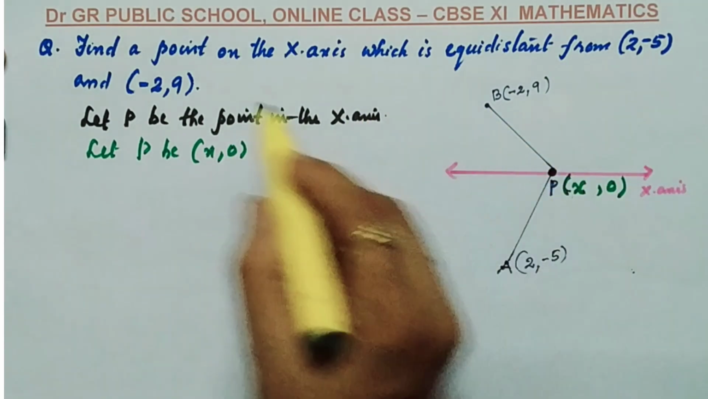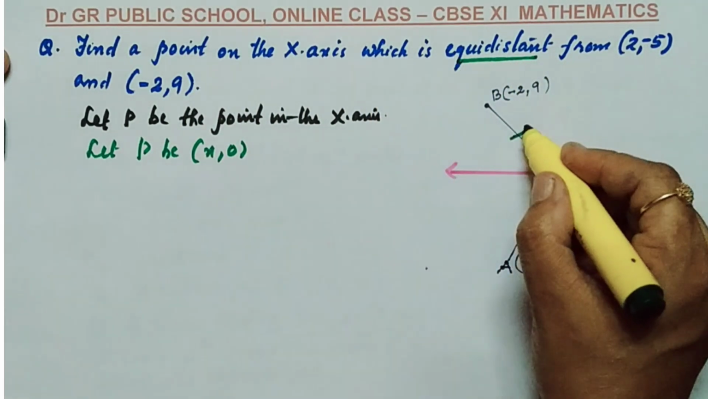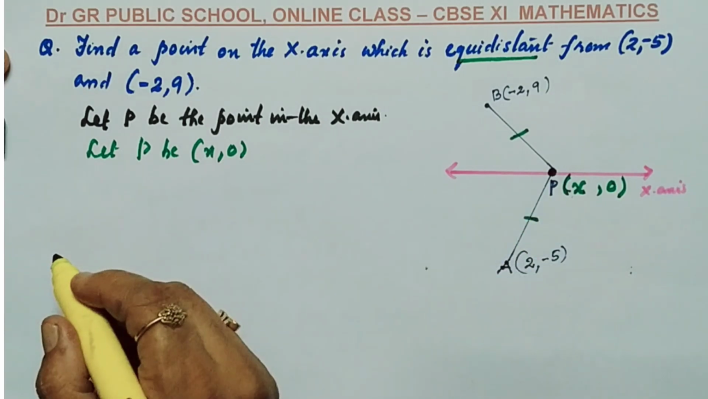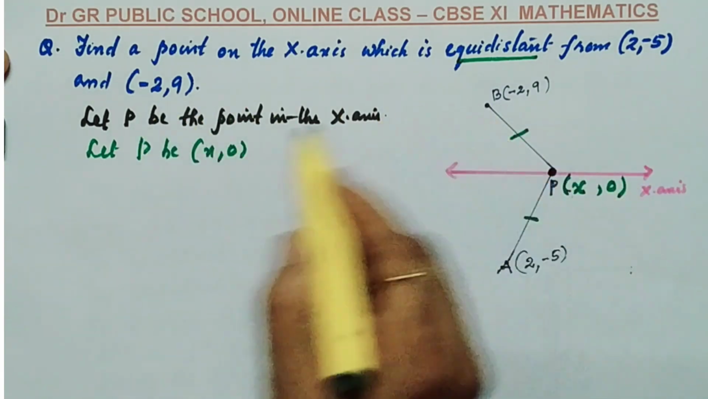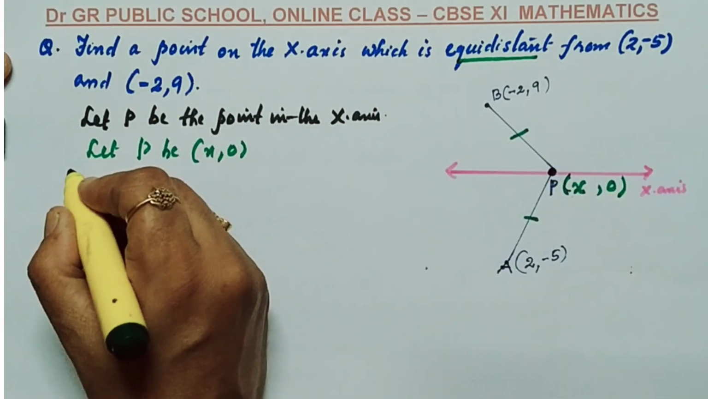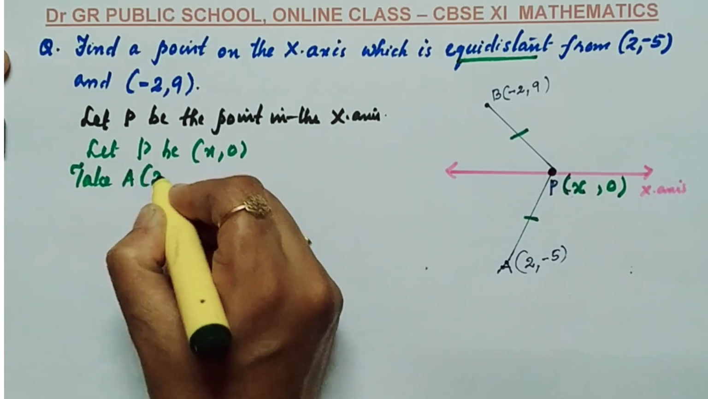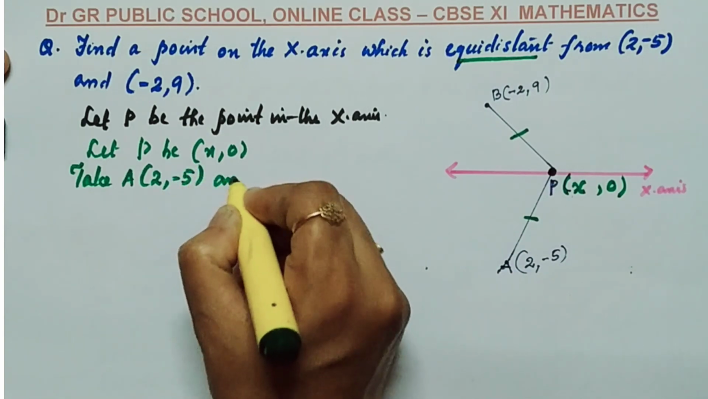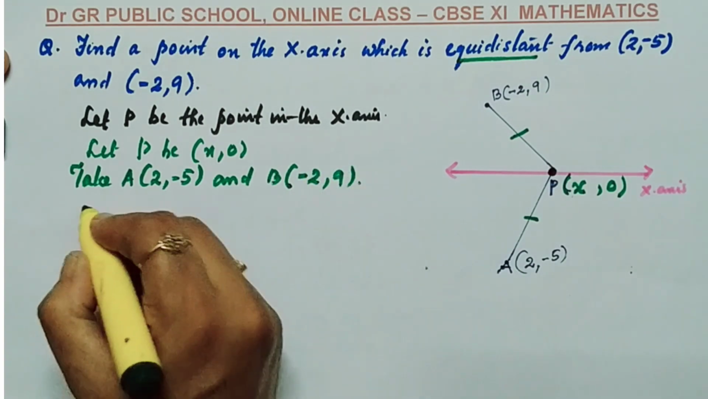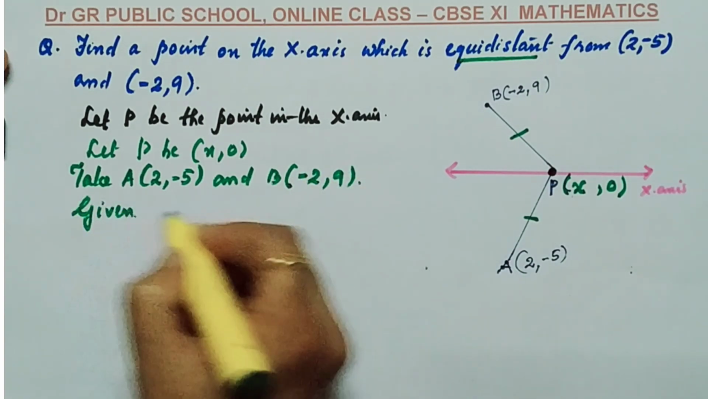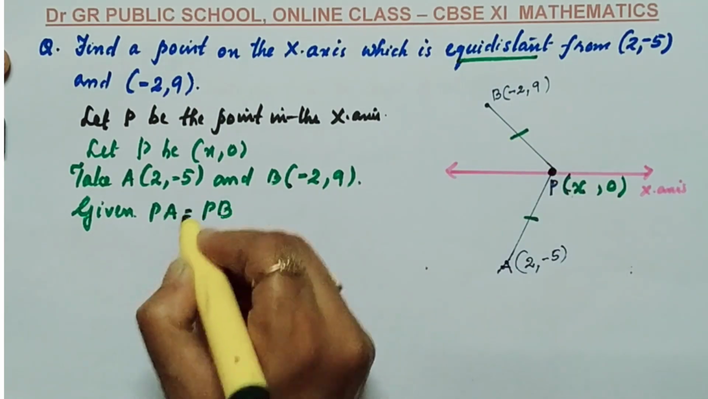What is given to you? You are given that the point on the x-axis is equidistant. Equidistant means equal distance. The distances PA and PB are equal. Let A be the point (2, minus 5) and B be the point (minus 2, 9). Take the point A as (2, minus 5) and B as (minus 2, 9). What is given? They are at equal distance, which means PA equals PB.